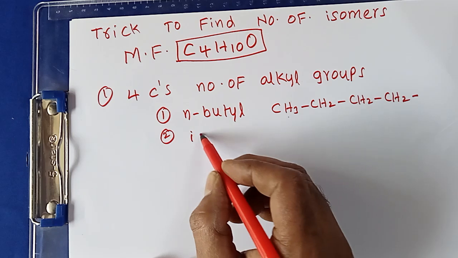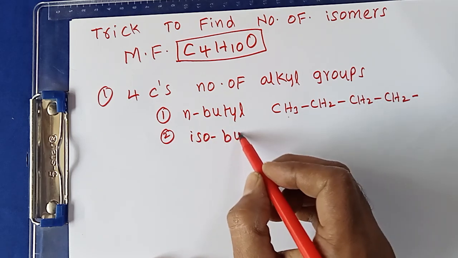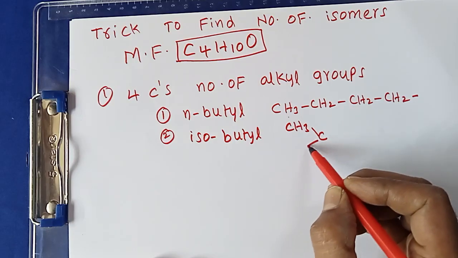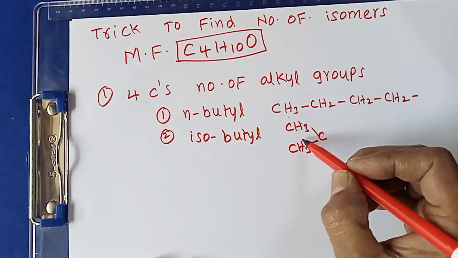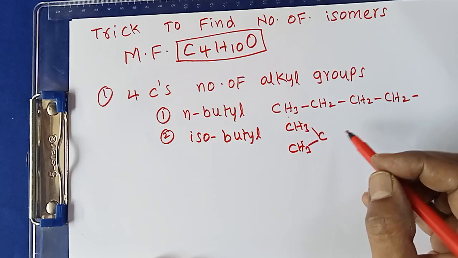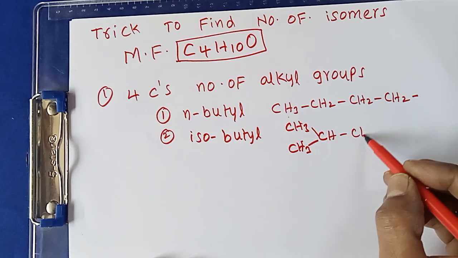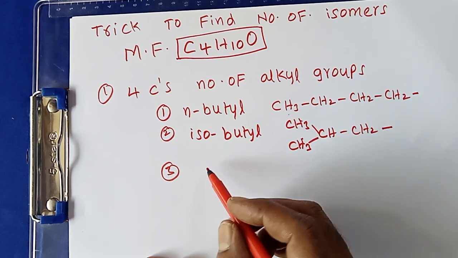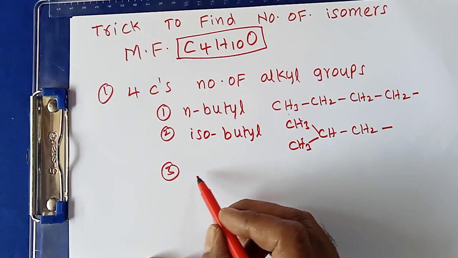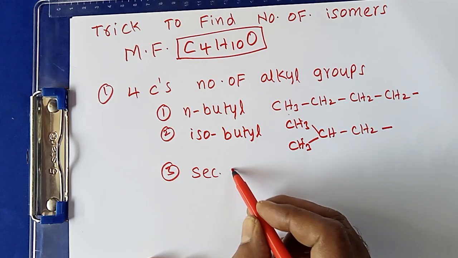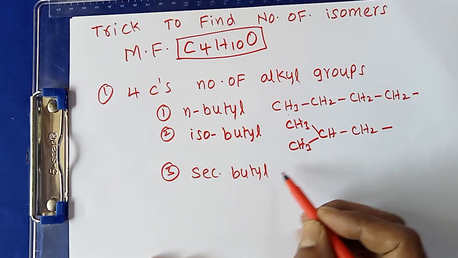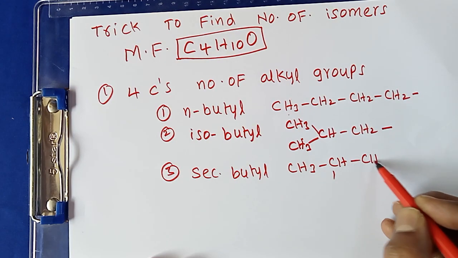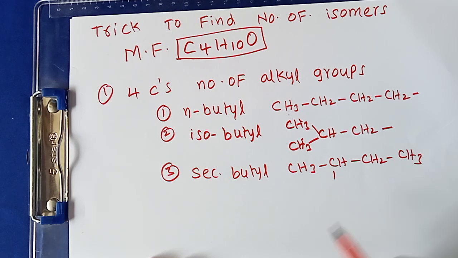Number 2 is the isobutyl. Isobutyl structure. Now it is CH3. Iso means same methyl group. 1 carbon, 2 methyls, same. Next is CH2. Number 3, this is the trick, basic principle: secondary butyl. Secondary butyl means one CH3, CH, again CH2, CH3.